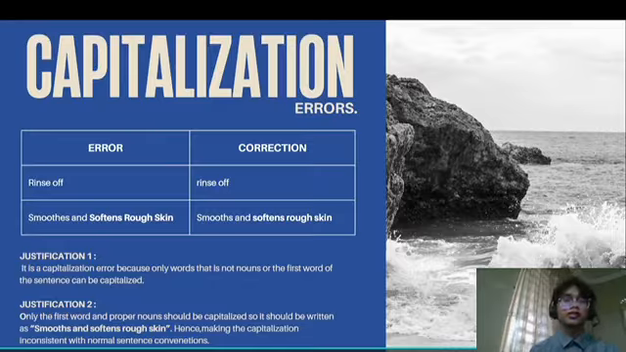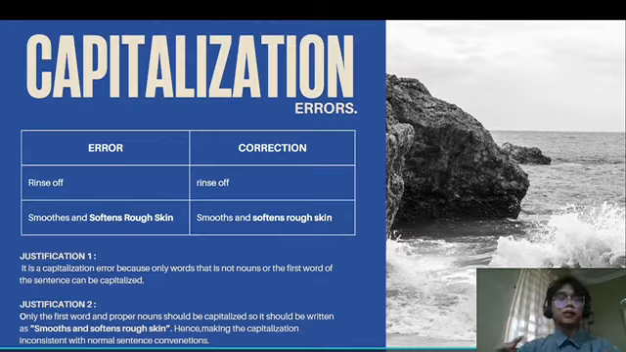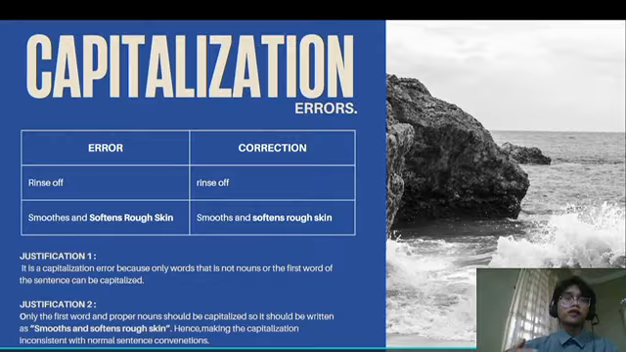Error, "Rinse off". Corrected version, "rinse off" without the capitalized R. The justification for this is that only words that are a proper noun or the first word of the sentence can be capitalized. Rinse is incorrectly capitalized because it appears in the middle of a sentence, not at the beginning. In sentence case, words within a sentence should not be capitalized unless they are proper nouns or part of a title.